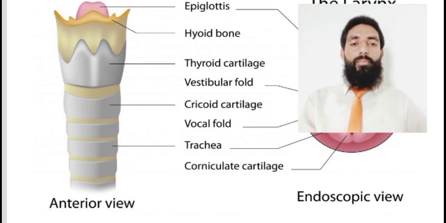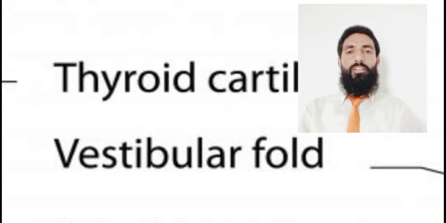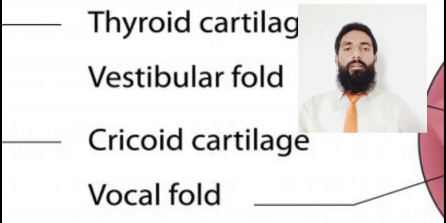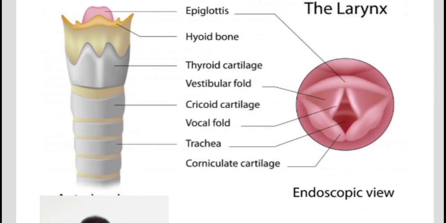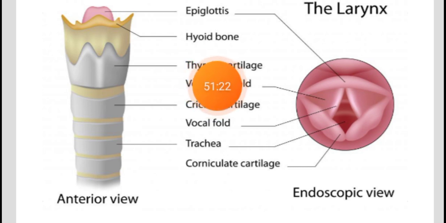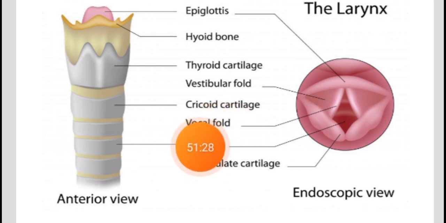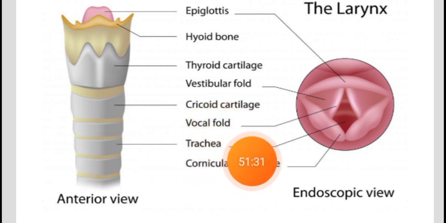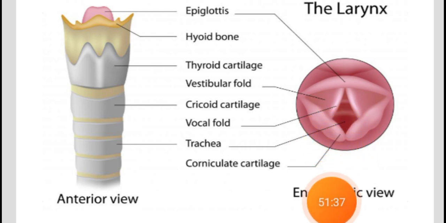Here I have also exemplified the structure: epiglottis, along with some of the explanations, hyoid bone, thyroid cartilage. Let's watch the structure: epiglottis, hyoid bone, thyroid cartilage, vestibular fold, cricoid cartilage, vocal folds. Here are the vocal folds. These only vibrate, so we are able to produce the sound.